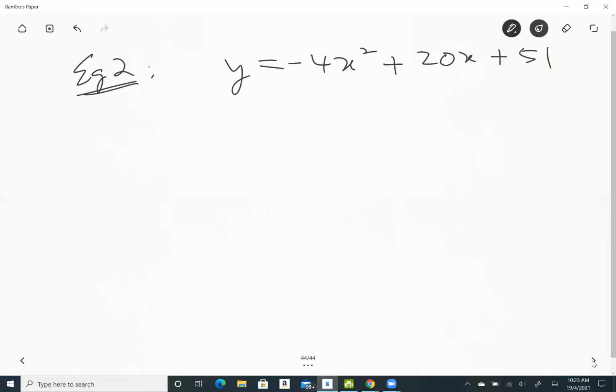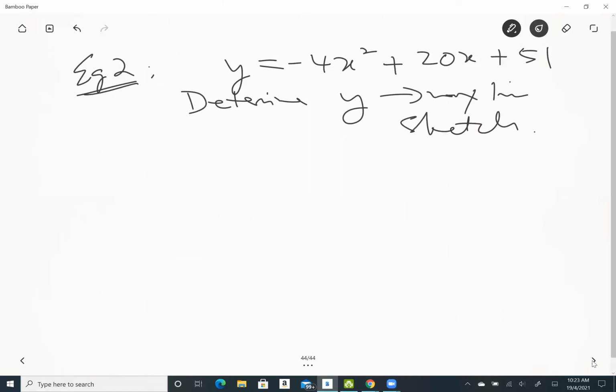Determine whether this function here has a maximum or minimum, and then sketch the curve. Okay, do it now. Practice, just to get a better idea of the method. Okay, all right. I give you 2 minutes.